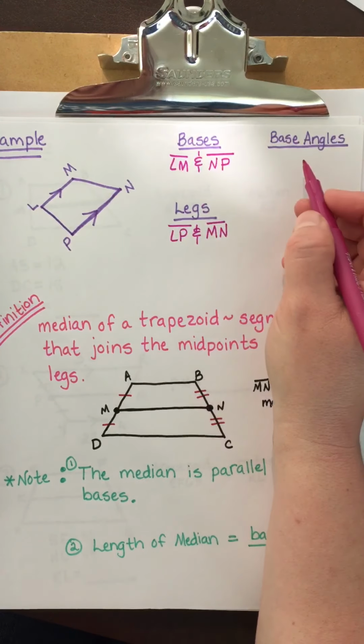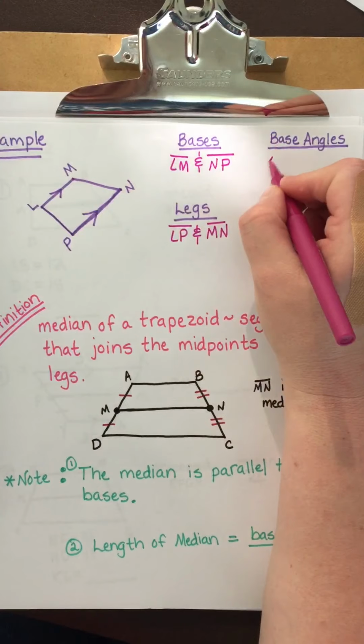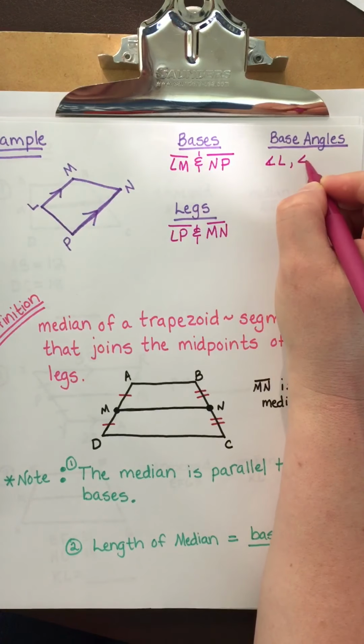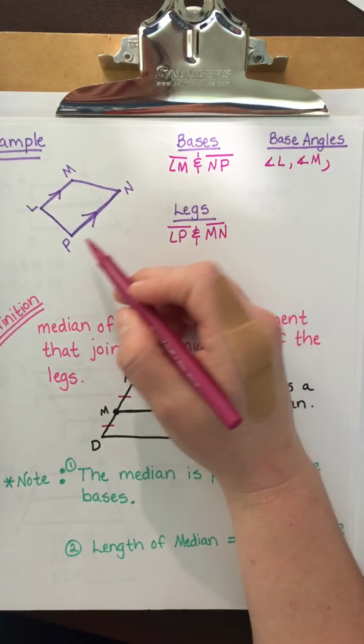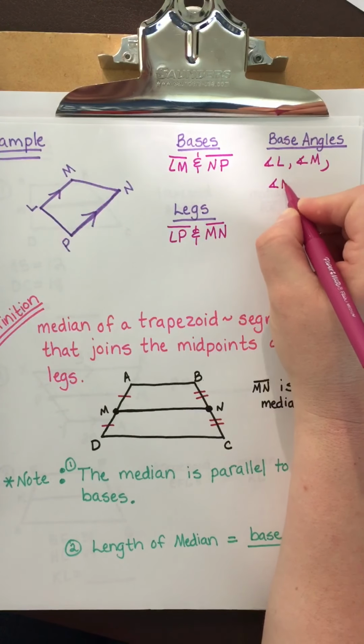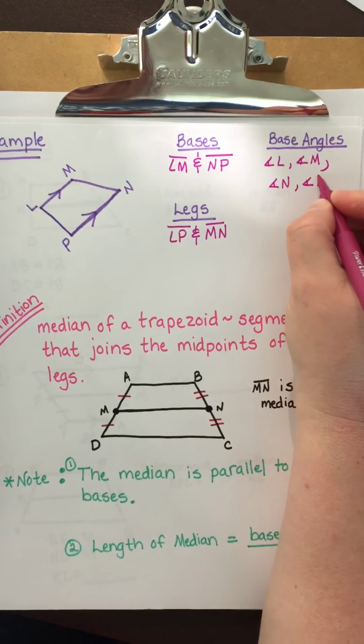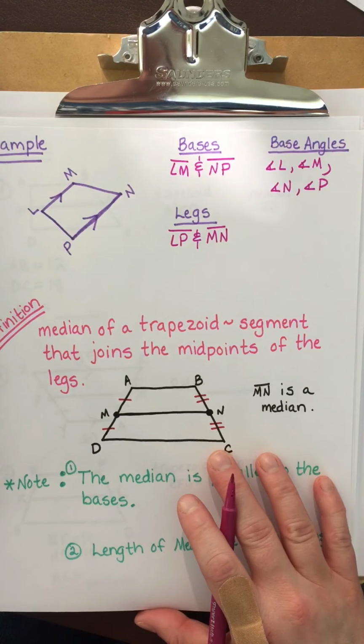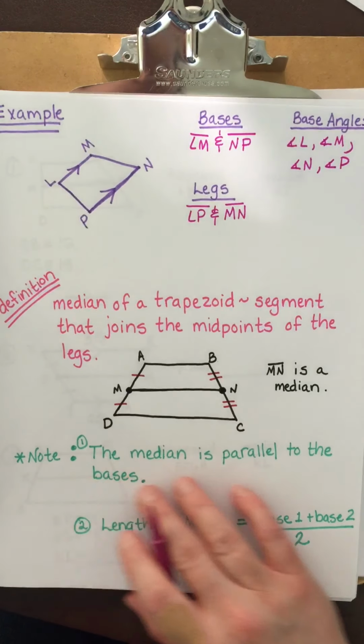And then the base angles. The base angles for this base would be angle L and angle M. And then for this one, we have angle N and angle P. And that's it.